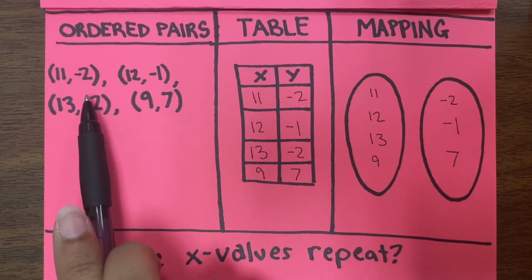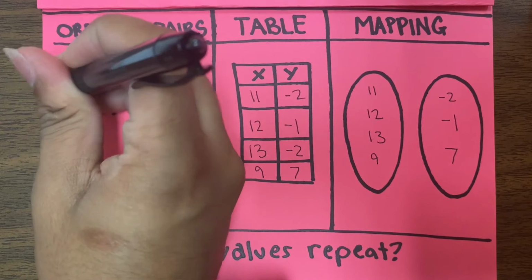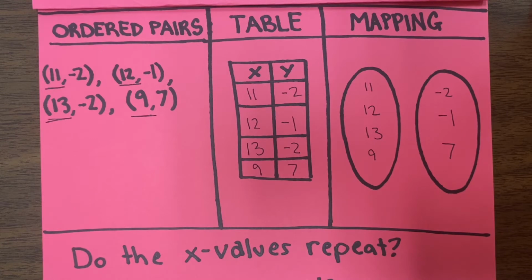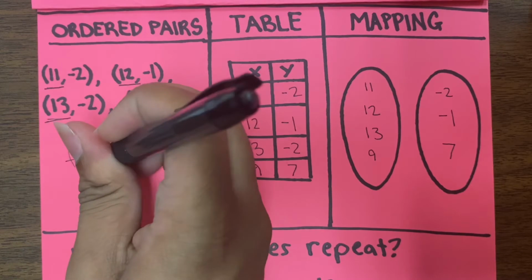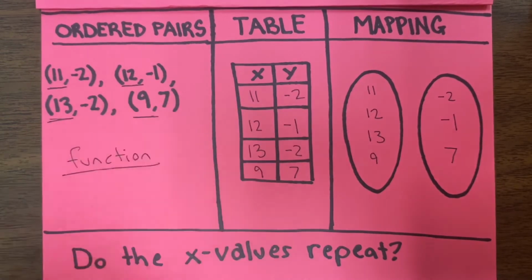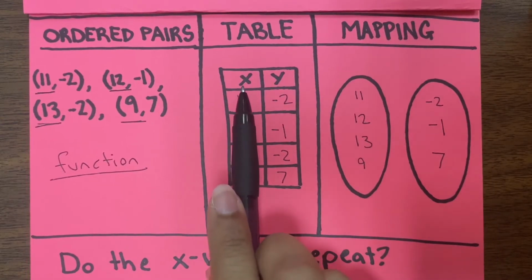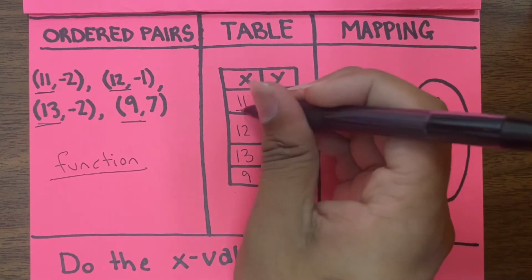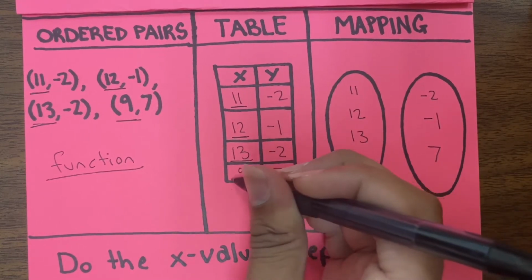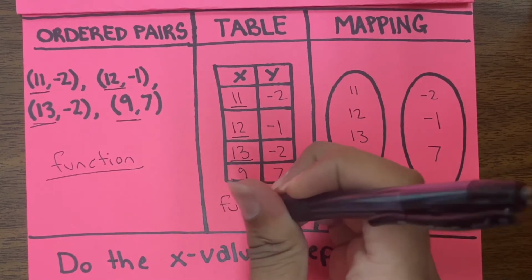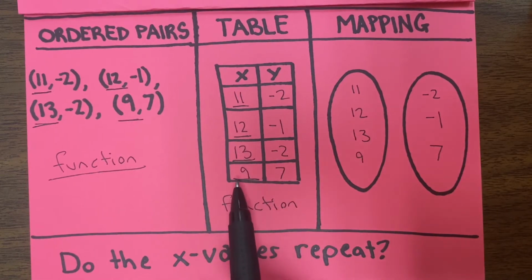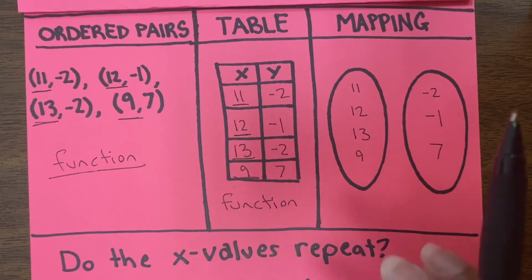So if I were given this as an ordered pair, I would look at all of the x values and see, do any of them repeat? And in this case, the answer is no. None of the x values repeat, so it is a function. I would look at it as a table, and I would even more easily be able to tell, do any x values repeat? And it's the same exact set of numbers. So this is a function because the x values don't repeat. If any of these were to repeat, it would not be a function.